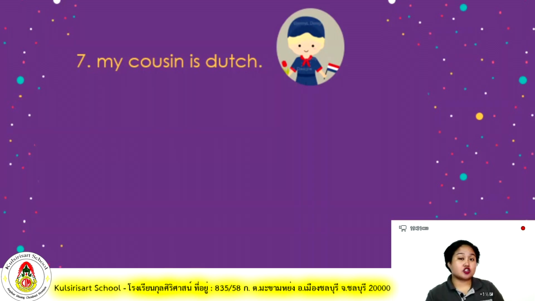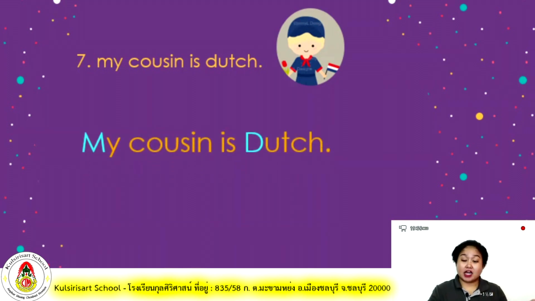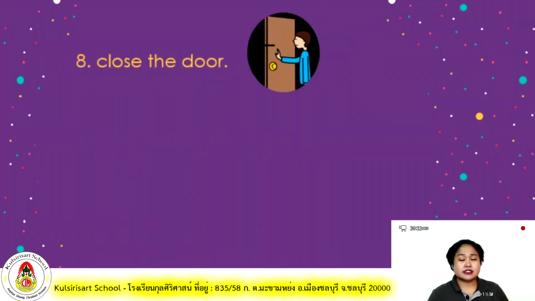Next, we have number 7. My cousin is Dutch. Can you say Dutch? Dutch. Again, read the sentence. Very good. Now, I want you to write your answer in your yellow book. What letter should we capitalize? Are you finished? Okay. The correct answer is, my cousin is Dutch. We capitalize letter M and also letter D in the word Dutch. Why did we capitalize letter D in the word Dutch? Because Dutch is an example of country or nationality. An example of nationality. Very good.